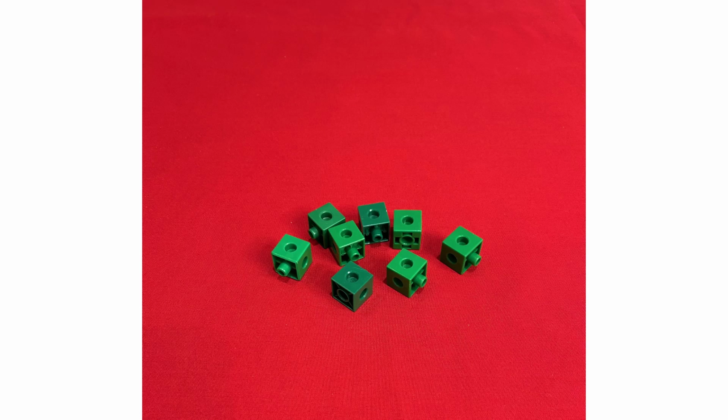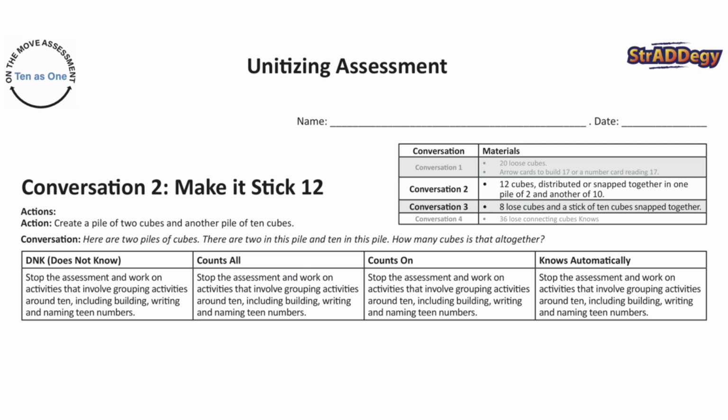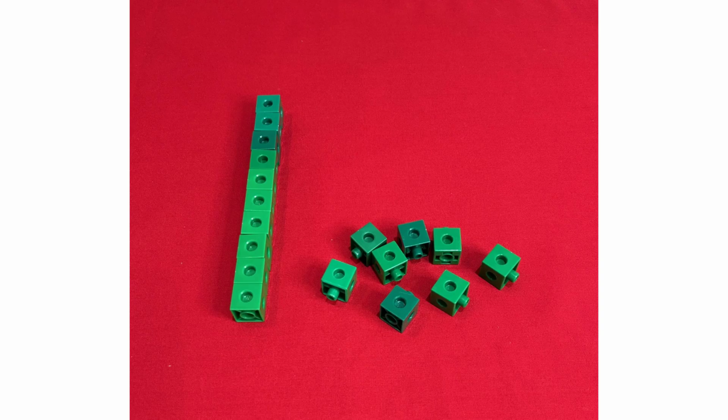Ask her to imagine another 10 cubes and ask, if I combine these 8 cubes with another 10, how many would there be altogether? If the child does not know or counts on, move to conversation 2. If the child answers 18, add a 10 stick to the pile and have them imagine what would happen if another 20 cubes were added to 18. How many would there be then?